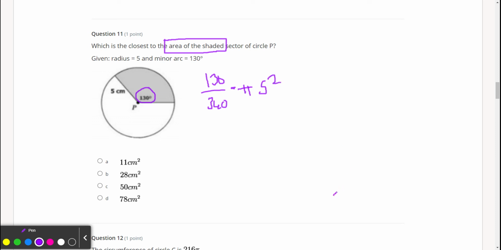For 11, no, 11 is 78. I think it should be a little smaller. What'd you get, Sean? I got 28. I don't know what you did. I think you didn't multiply by the 130 over 360. So if you find the area of the whole circle, I think it's 78.